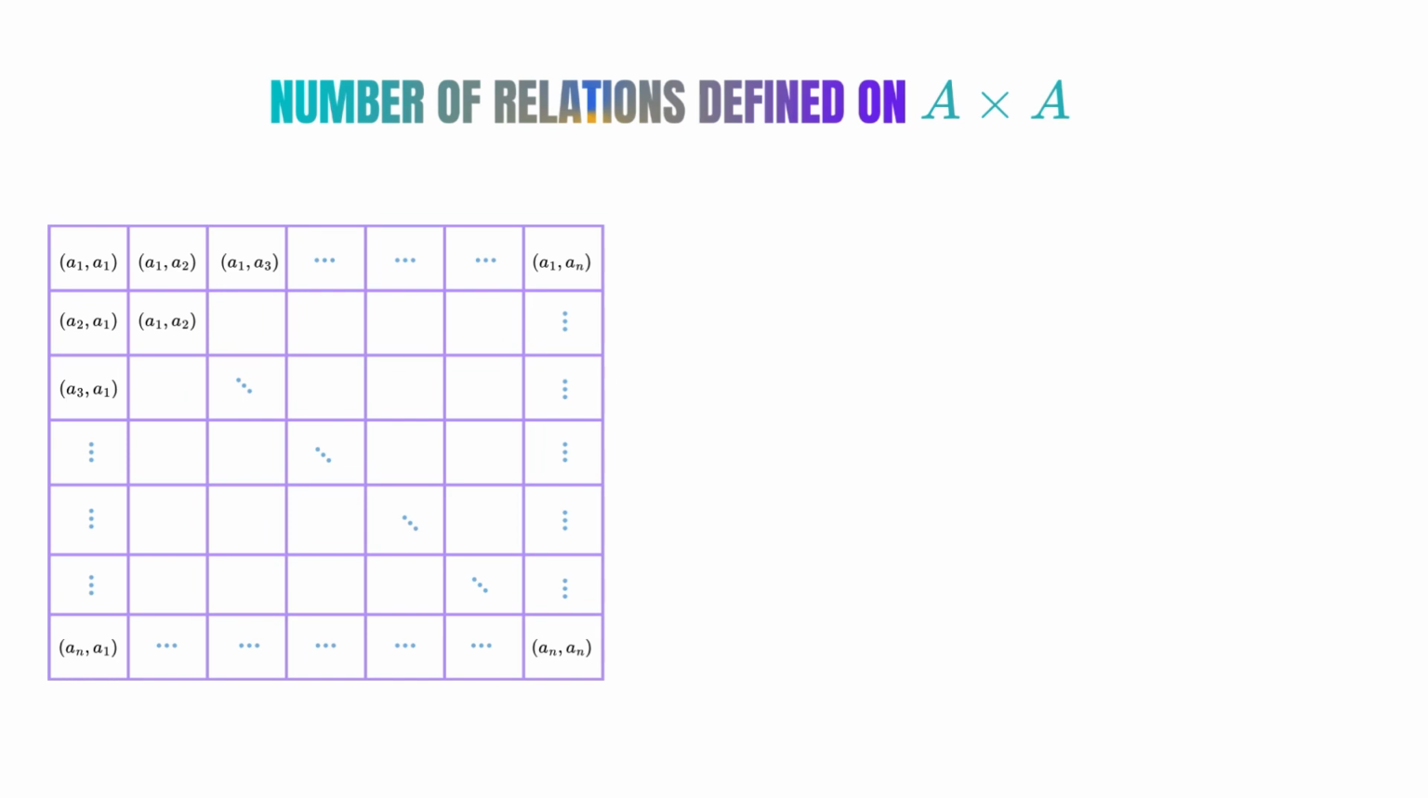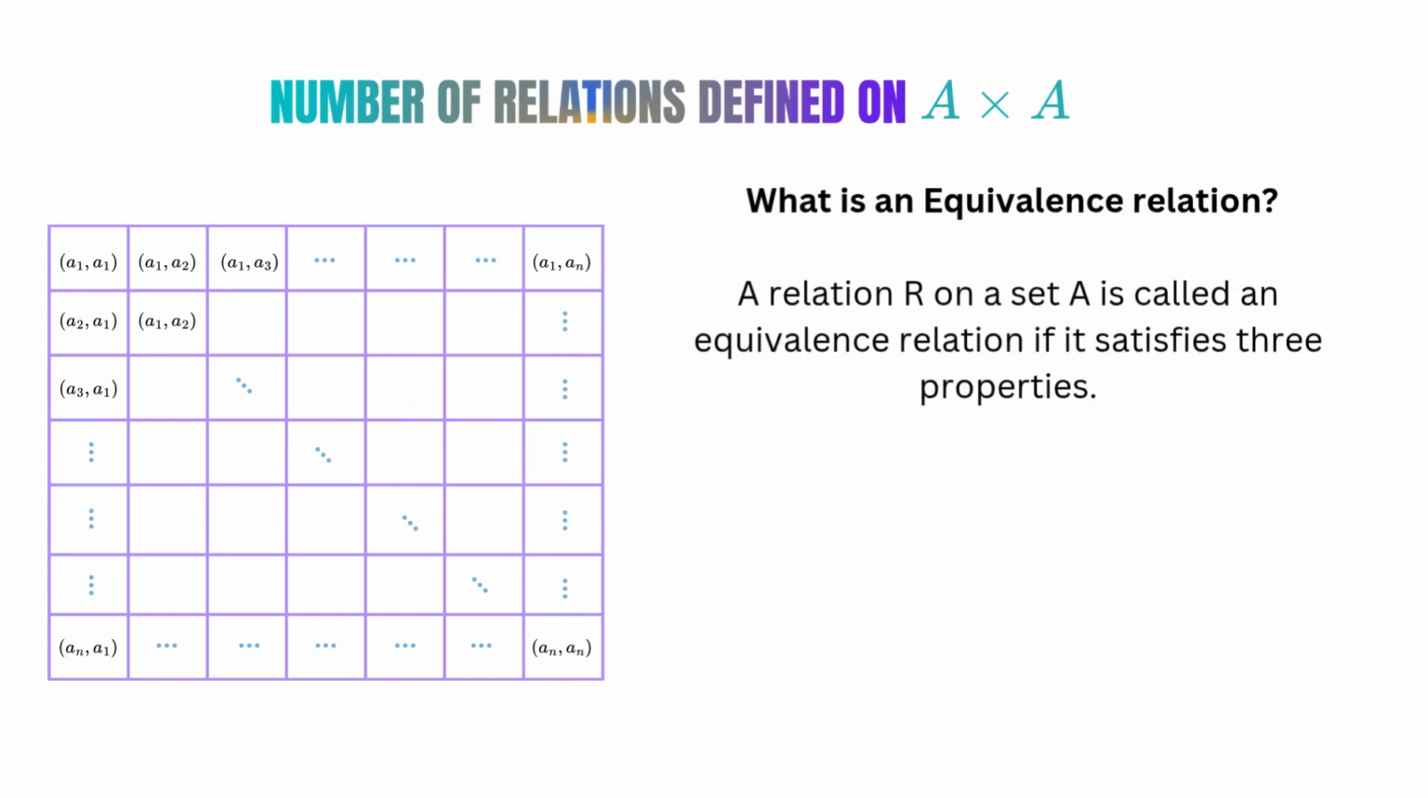Now comes the last, but definitely not the least. Let's talk about equivalence relations on a finite set. So what is an equivalence relation? A relation R on a set A is called an equivalence relation if it satisfies three properties: reflexive, symmetric, and transitive. These three together form the foundation of how we classify and group elements. And here's the cool part. Every equivalence relation on a set corresponds to a partition of that set. That means the number of equivalence relations on a set of size n is equal to the number of ways we can partition the set into non-empty, disjoint subsets.